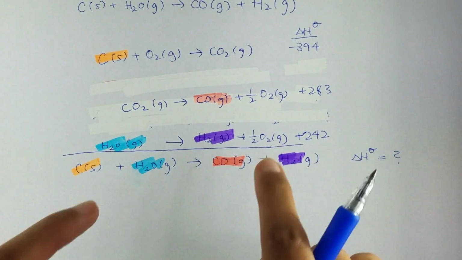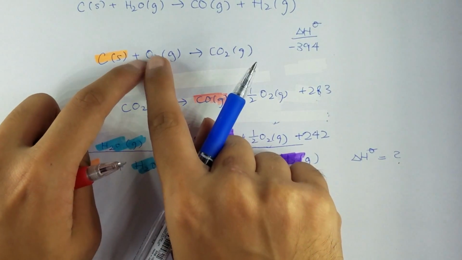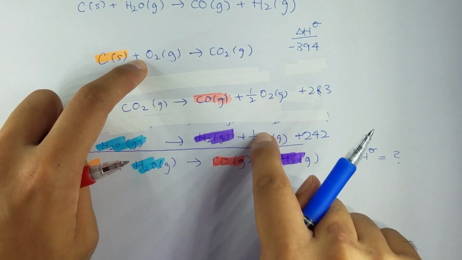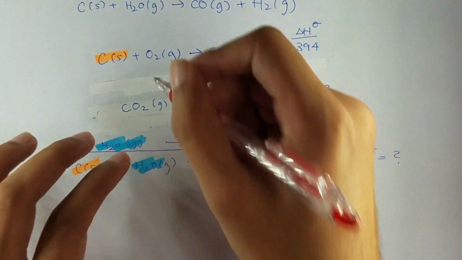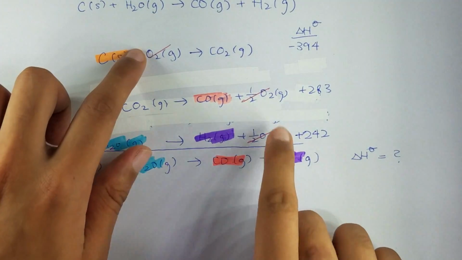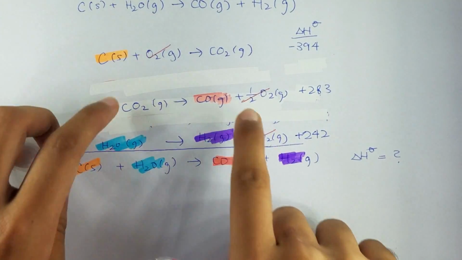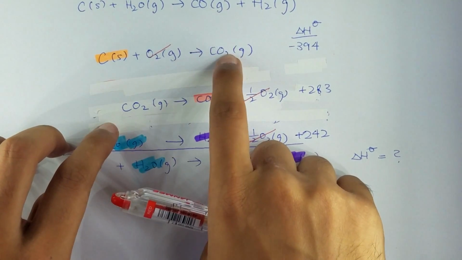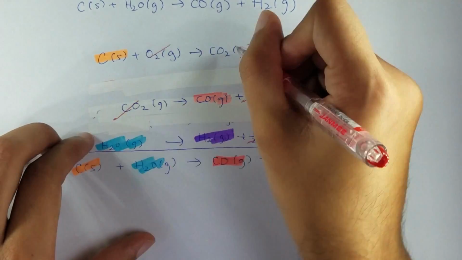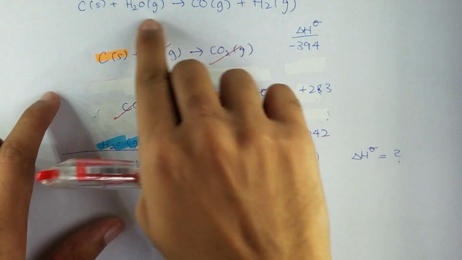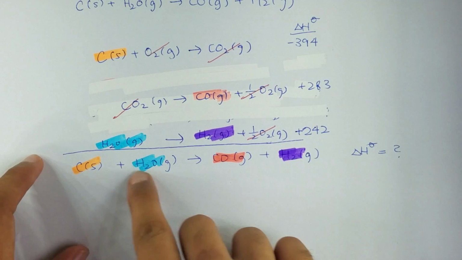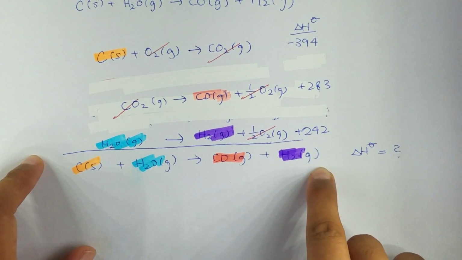We will use cancellation. So let's have a look. We have 1 mole of oxygen on the left side overall. On the right side, we have half and half. So what we can do is we delete 1 mole and half and half, 1 mole. So let's look at carbon dioxide. 1 mole of carbon dioxide on the right, 1 mole of carbon dioxide on the left. So we delete. So we will be left with carbon, carbon monoxide, water, and hydrogen. And that is exactly what we need.